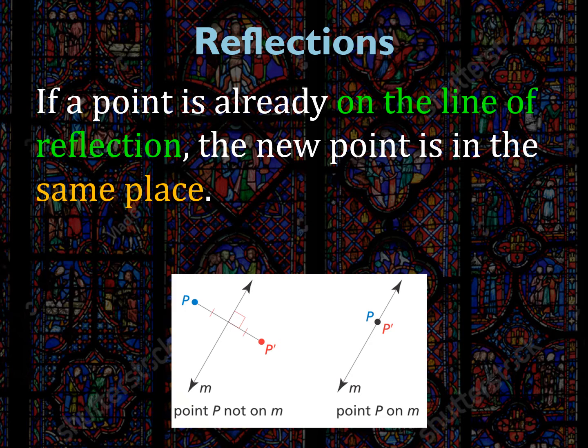Now again, if a point is already on the line of reflection, like point P in the graph on the right, then the new point is also on the same line. It doesn't move.